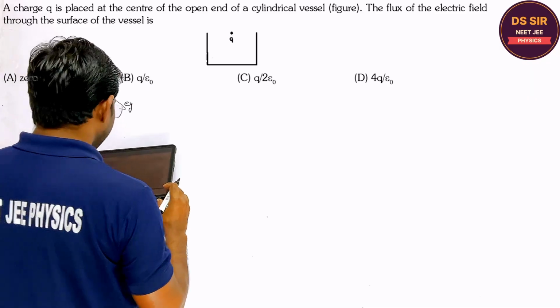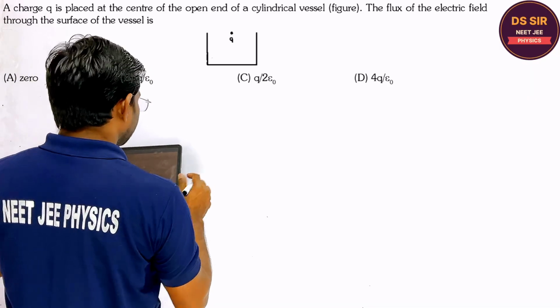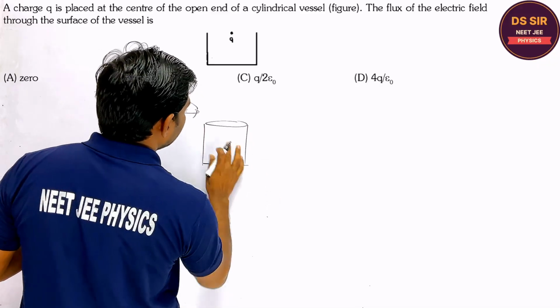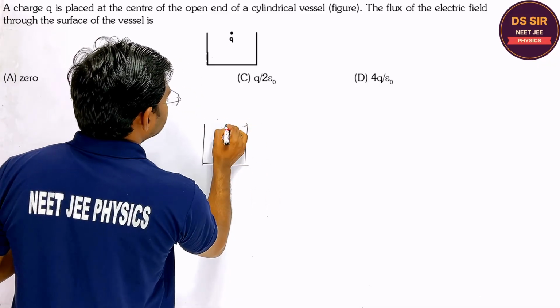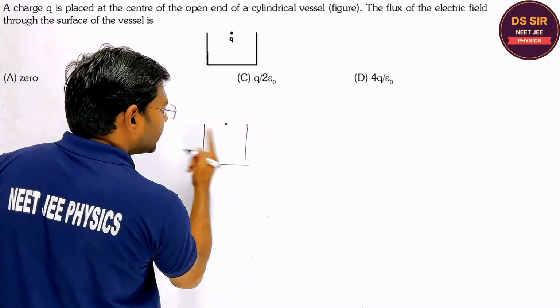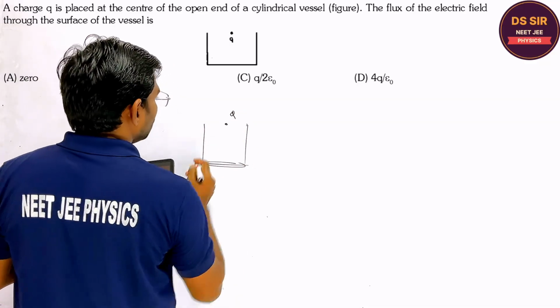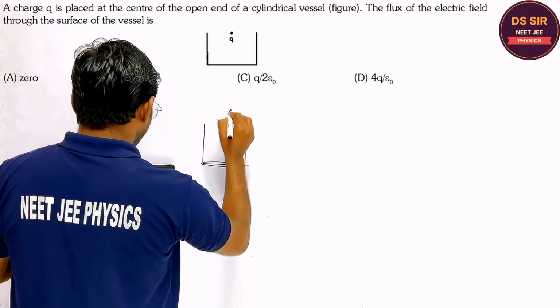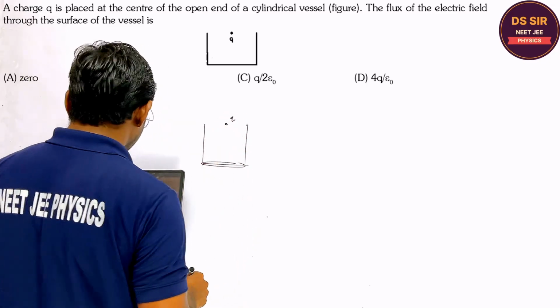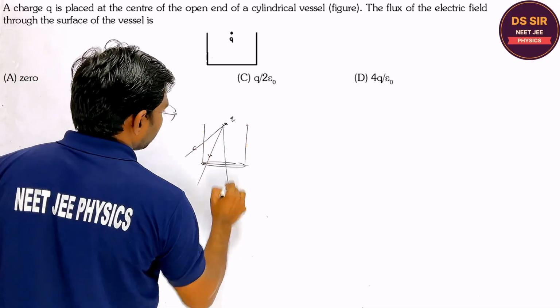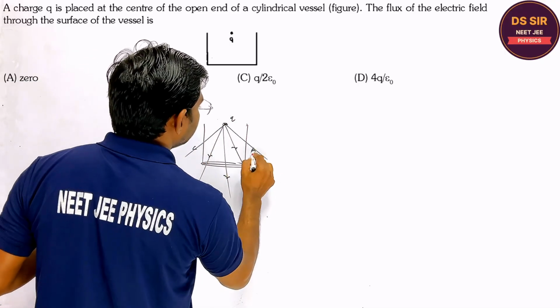So read this question. A charge Q is placed at the center of the open end of the cylindrical vessel. This is the cylindrical vessel like this, right? Although it is shown like this, it is open, only the lateral surface, and this is the cross section over there. This is the Q, a small q. So you have to find the flux linked with the surface of the vessel, meaning you have to find this flux, right? I think we have done this question.